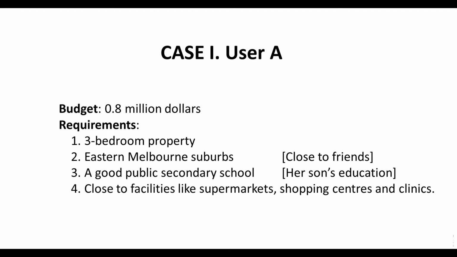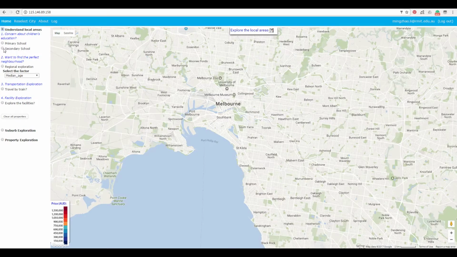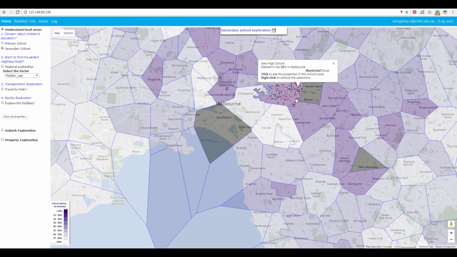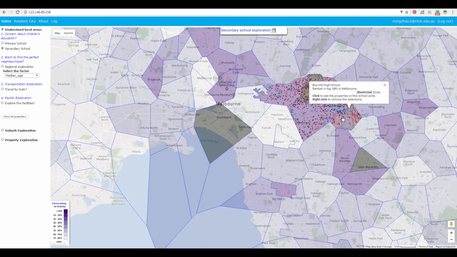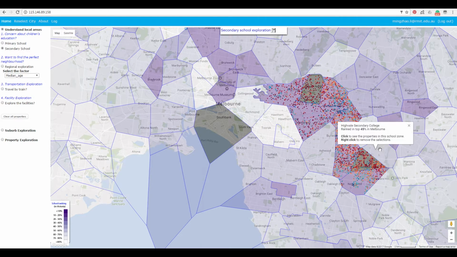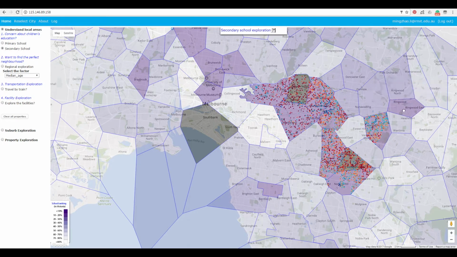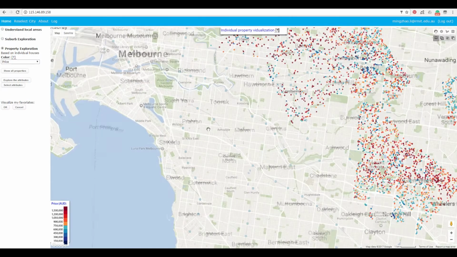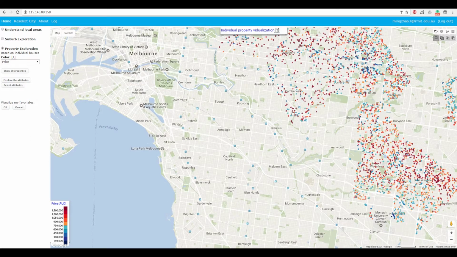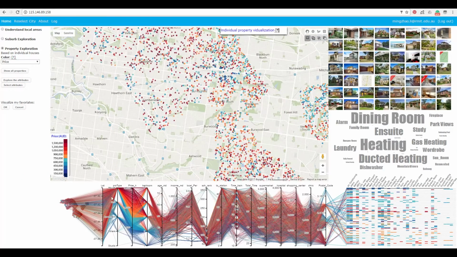She first went to profile-based region visualization, and selected secondary public schools. She selected those schools having a good academic performance in the eastern suburbs. She then clicked on Property Exploration, and found that there were too many available properties. After selecting those attributes that she was interested in, she enabled the multi-dimensional view. She then filtered out the properties based on her original requirements.